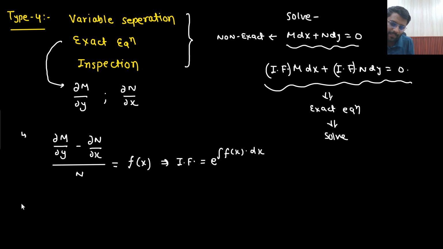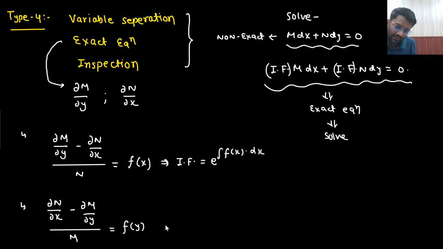Now, what if I do this calculation this time by writing N first and M later on? In the end, M is written, so divide by M. If it comes out to be a function of y, then your integrating factor would be e to the power integral of f(y) dy.